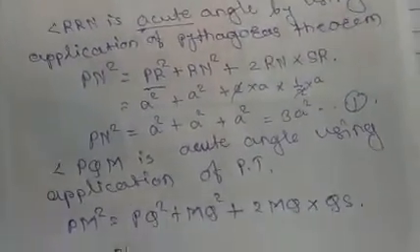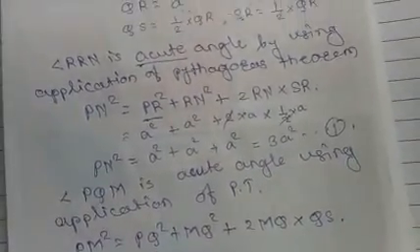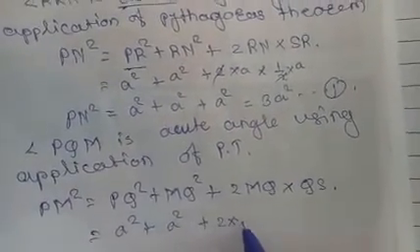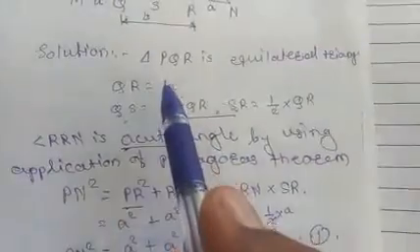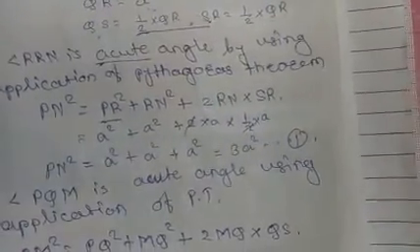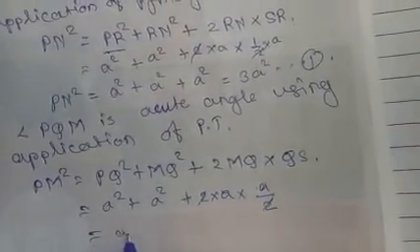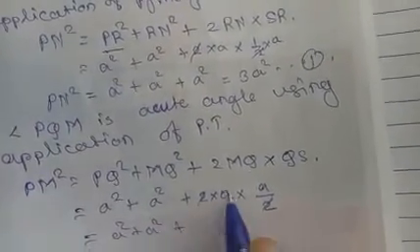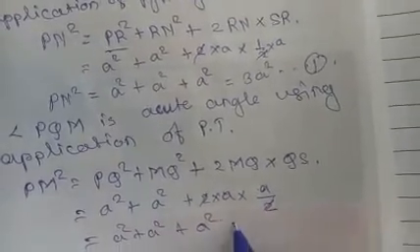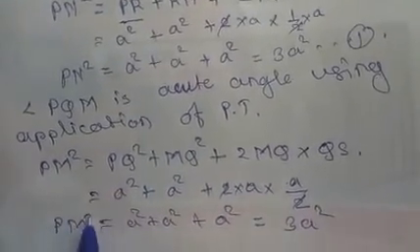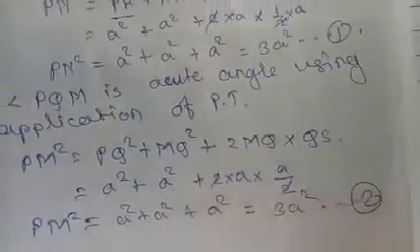Same as above, we put in the values. PQ is given as A, so A square. MQ is also given as A, so A square, plus 2 into MQ, which is A, into QS. The QS value is half of QR, and QR is A, so half of A. Here also the 2 in the numerator and denominator cancel, and the remaining value is A square plus A square plus A square, which is 3 times A square. This is the value of PM square. So we can take it as equation 2.